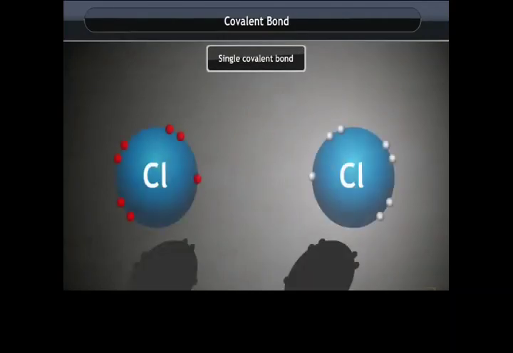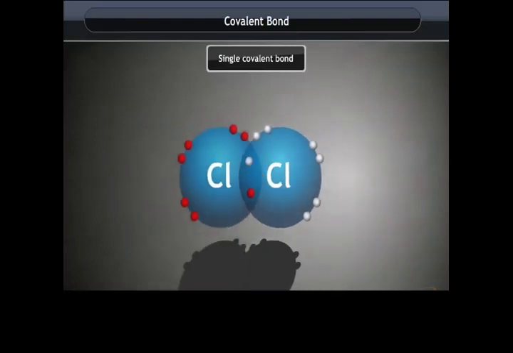Single covalent bond. Let us explain the formation of Cl2 molecules. Each chlorine atom has 7 valence electrons. Each chlorine atom needs 1 electron to complete its octet. It gets a noble configuration by sharing of a single unpaired electron between the two chlorine atoms. Thus, such type of bond is called a single covalent bond.